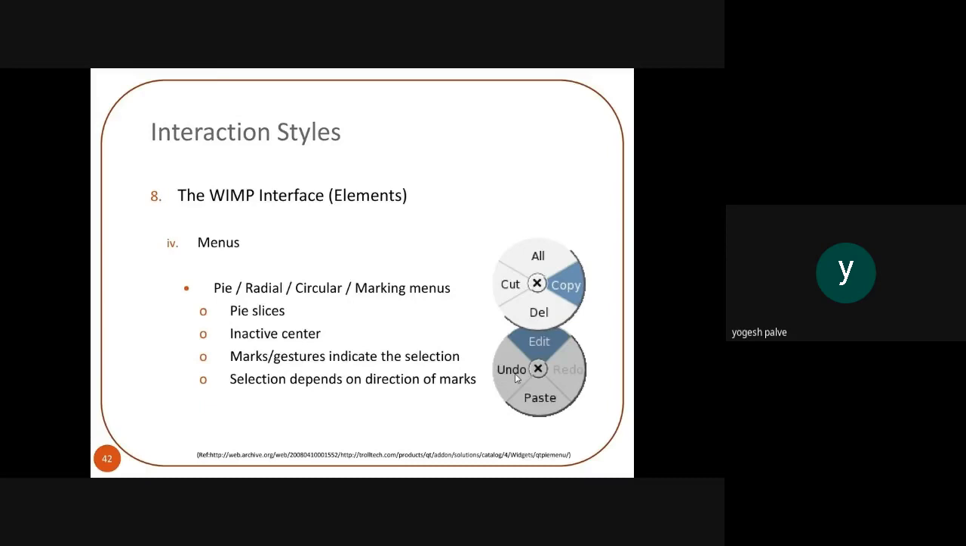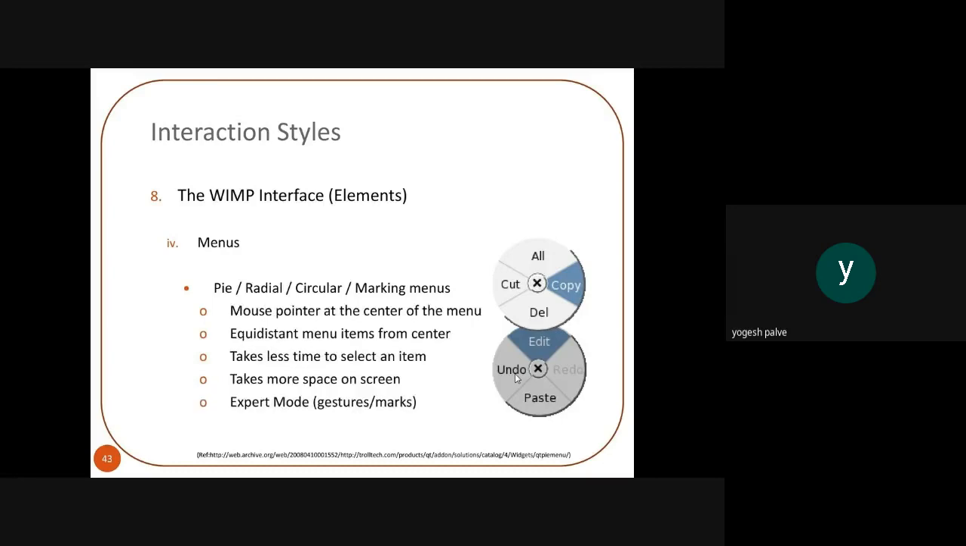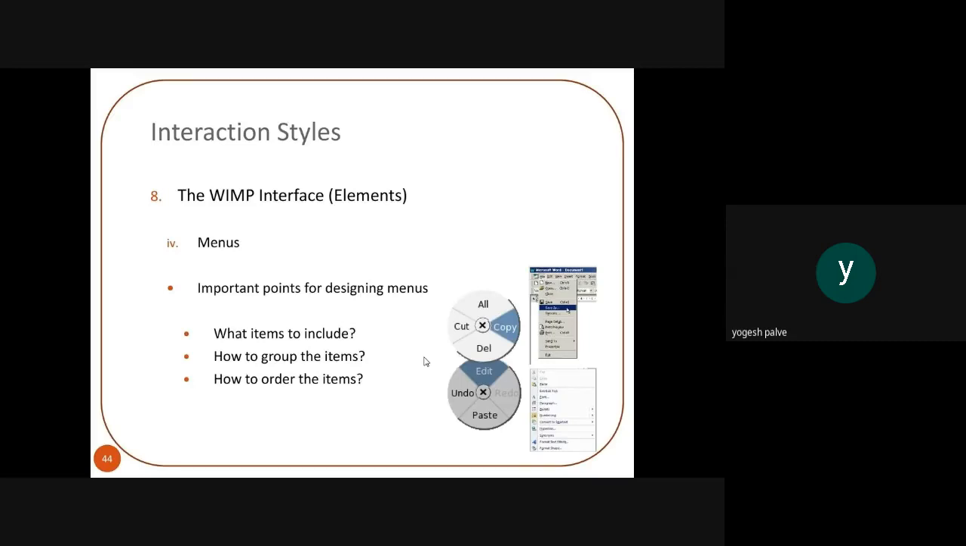Then selection depends on the direction of the marks. Then the mouse pointer is at the center of the menu. Then the menu items are equidistant from the center. Then it takes less time to select the specific item, and it takes more space on a screen. And it has an expert mode, we can say gestures and marks, which is available in the menu. So these are important points for designing a menu.